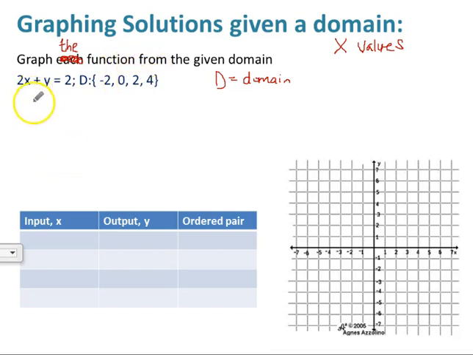So how are we going to do this? Well, the first step is to solve for y, because it's going to make it a lot easier. We're given our possible x values, and we need to then plug in our x values to get our y value. Well, right now the equation is 2x plus y equals 2. It's really hard to figure out what our y value would be. But if we rearrange the equation by solving for y, that's going to make it a whole lot easier. So let's do that. Let's solve for y.